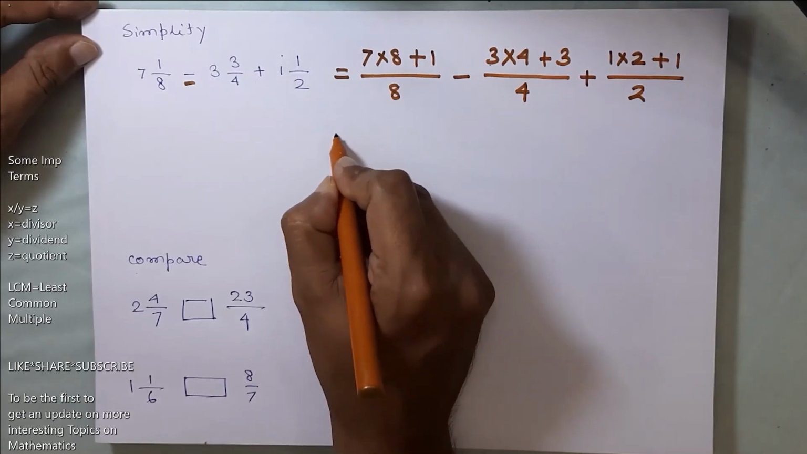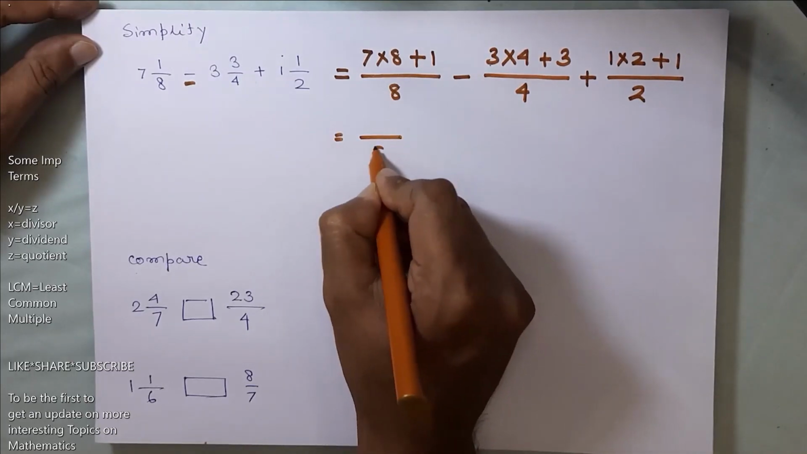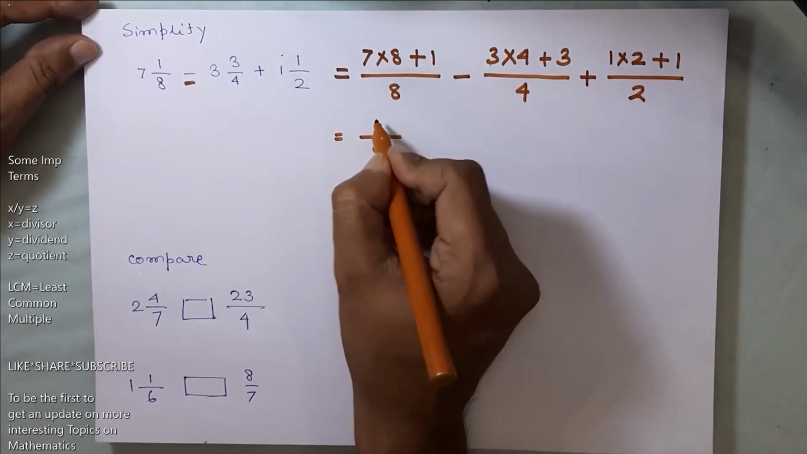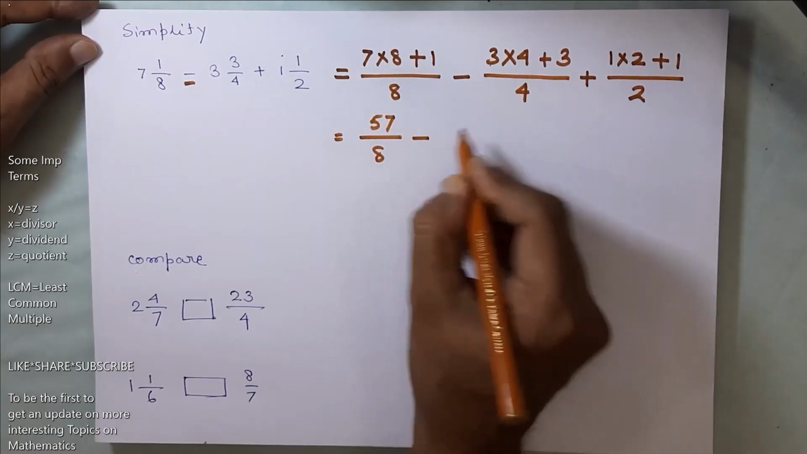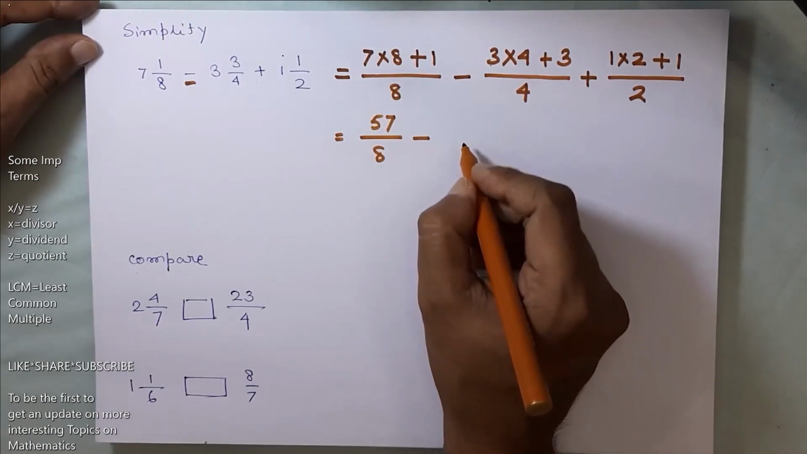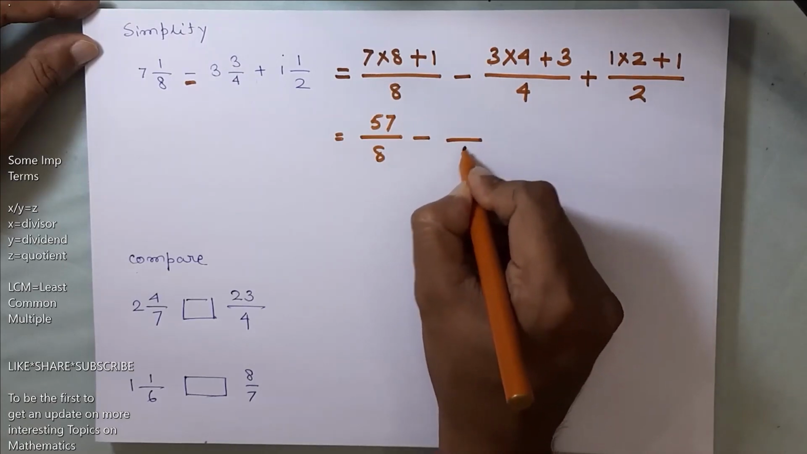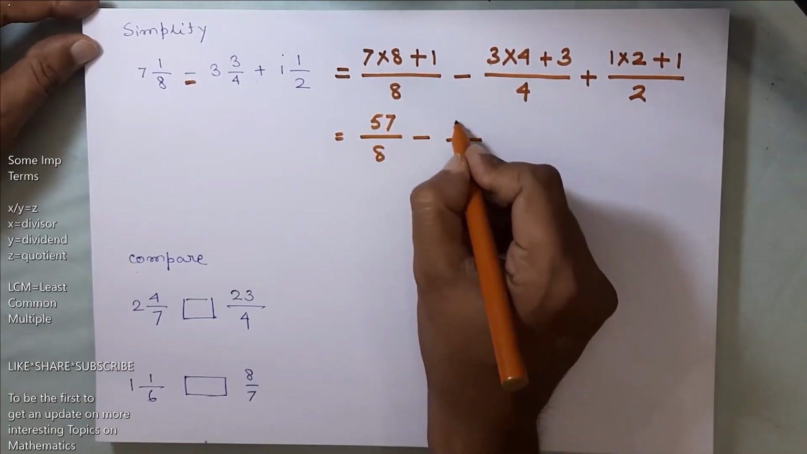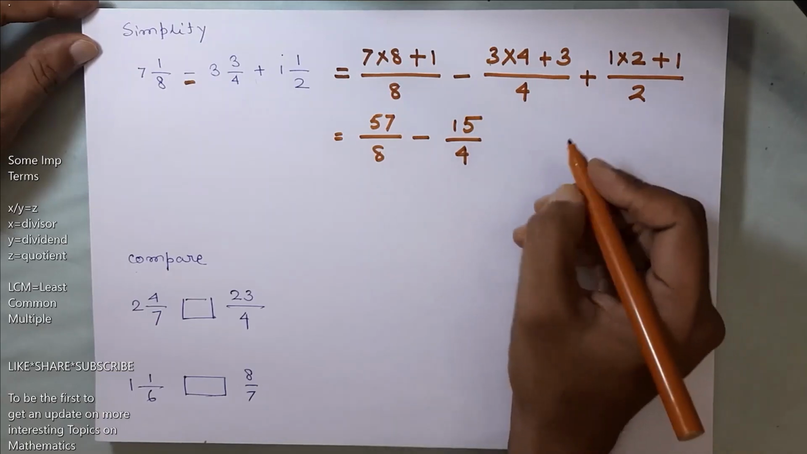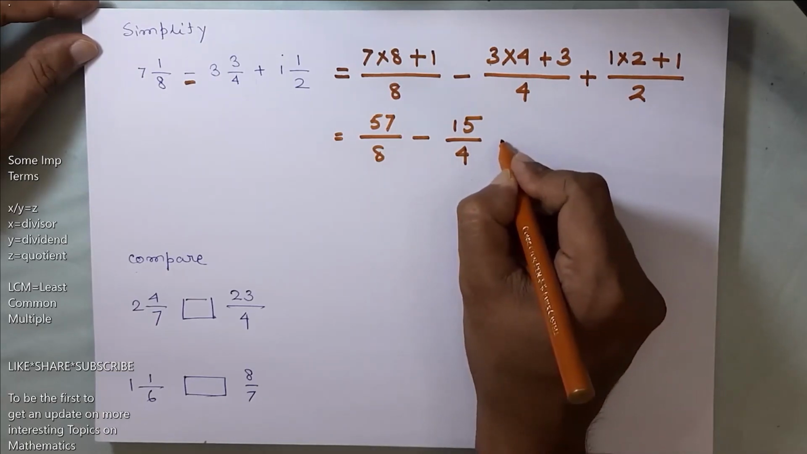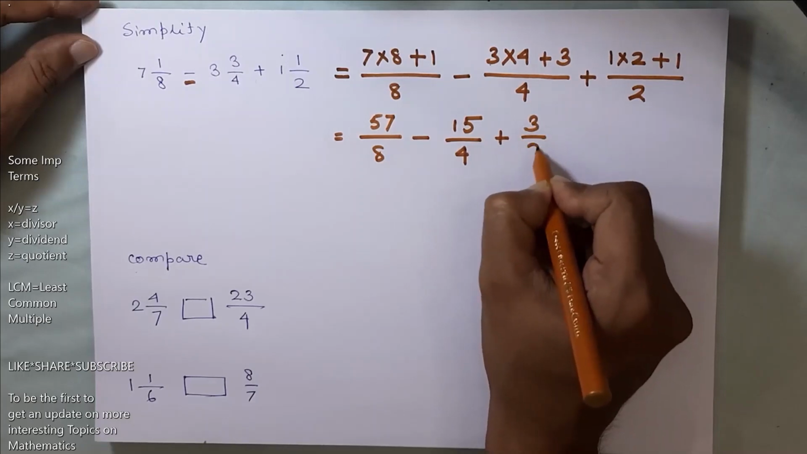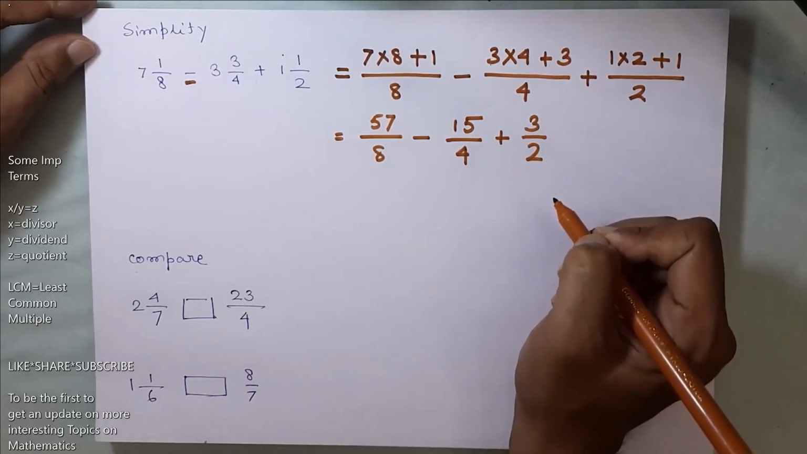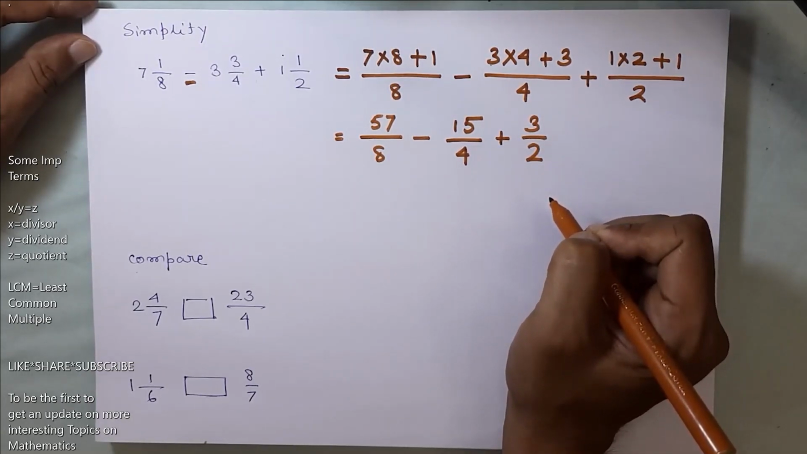So if we simplify, it will be 57 over 8, and then the sign remains the same. It will be a minus sign, and the denominator is 4, and this will be 15. And then comes the last improper fraction, which will be 3 over 2.